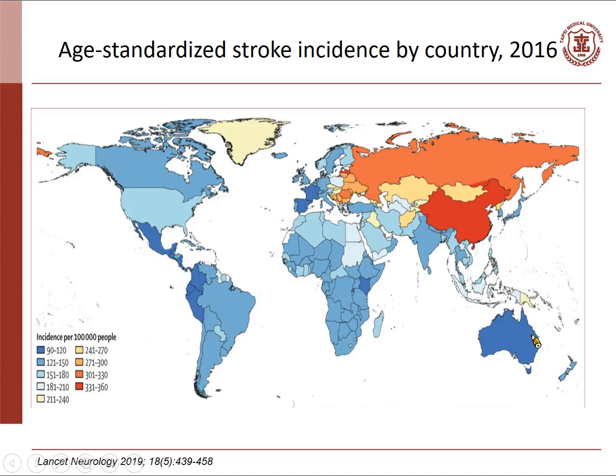This is a map plot according to the age standardized stroke incidence by country. This was published in 2019, and the data was collected until 2016. Taiwan is here. The incidence of stroke in Taiwan is around 150. I think Eswatini is here, and it has about the same incidence.